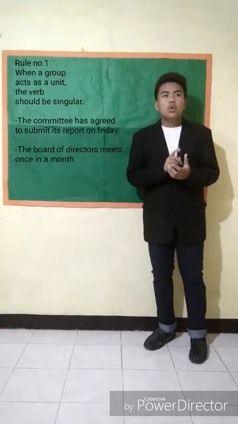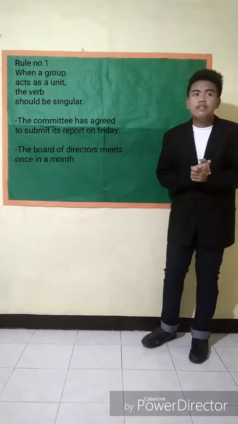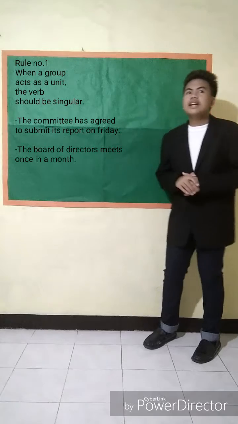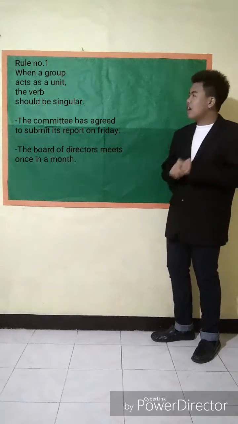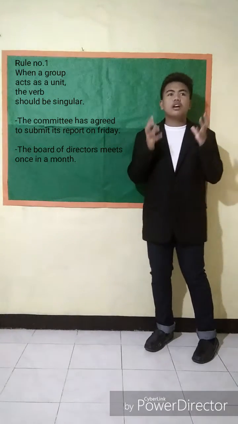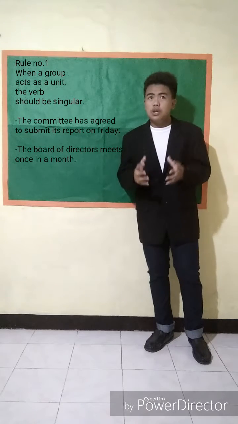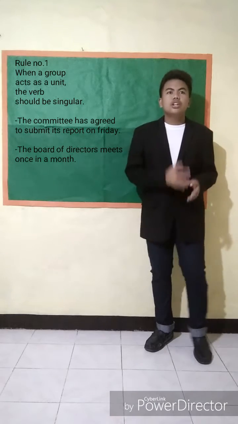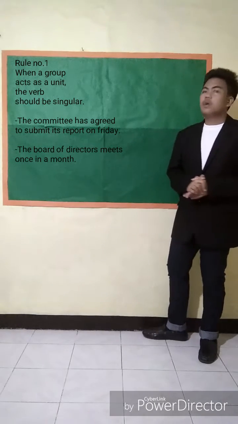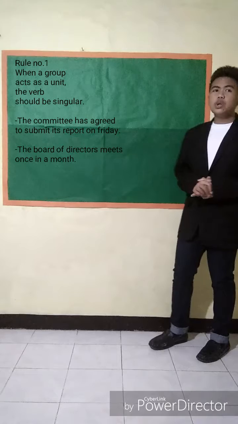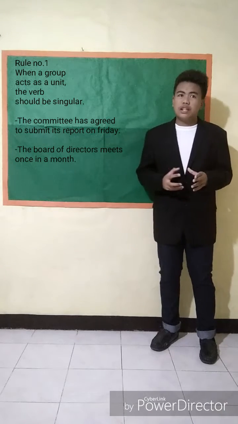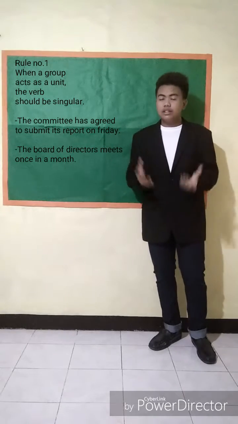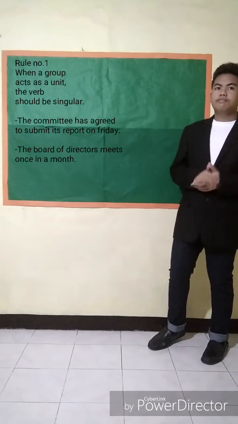Rule 1: when a group acts as a unit, the verb should be singular. Example: the committee has agreed to submit its report on Friday. So the committee, as a group acting as a unit, takes a singular verb. Another example: the board of directors meets once a month. The group acts as a unit, so the verb should be singular.